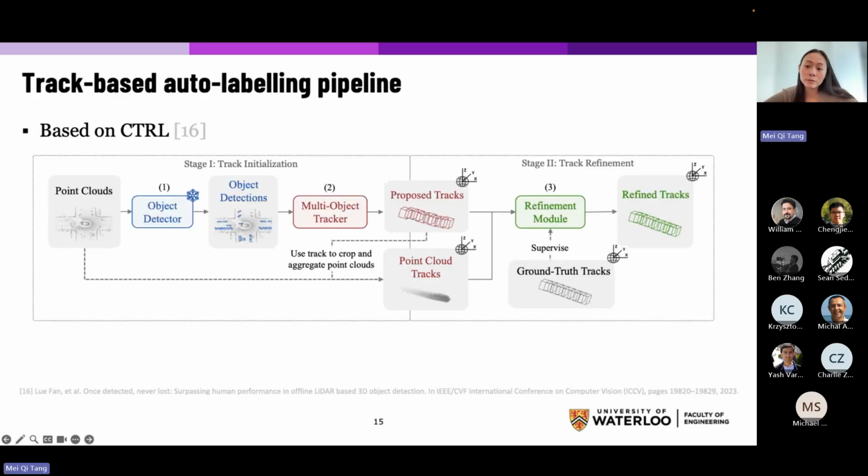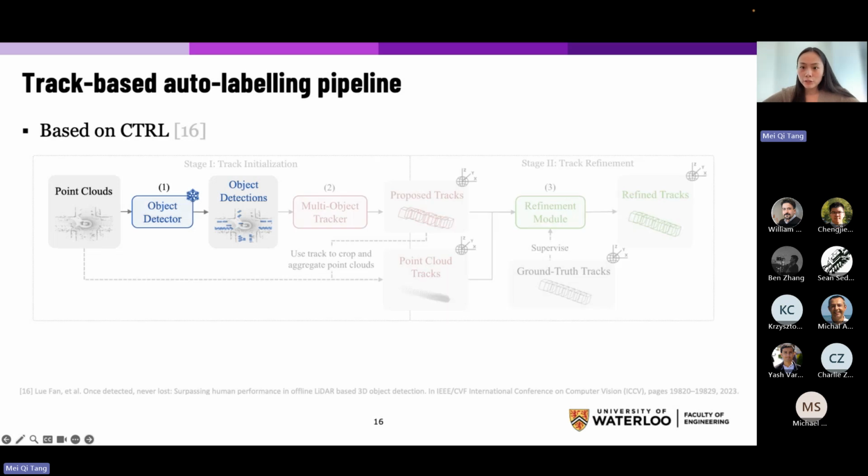So here's a typical pipeline. It consists of two main stages, a first stage that aims to initialize object tracks, and a second stage that aims to learn to refine object tracks. Now let's break it down by the three main components. First, we have a pre-trained object detector that infers on point clouds and outputs initial object detections. Then those detections go through a multi-object tracker that associates object instances into unique tracks, which we refer to as proposed tracks.